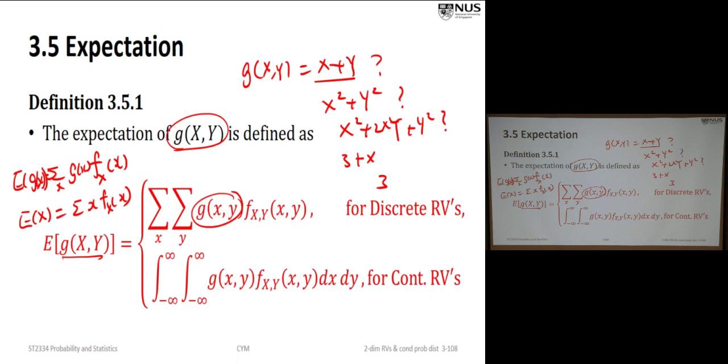Since it's a function of x, y, you need to know the joint PDF of x and y. Knowing just the probability function or probability density function of x is not good enough for you to compute the expectation of g of x, y. You need to know both.